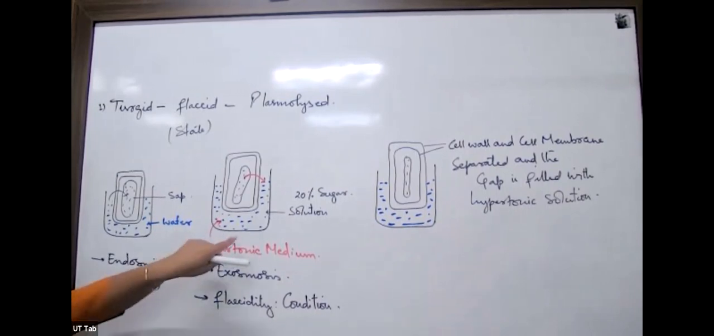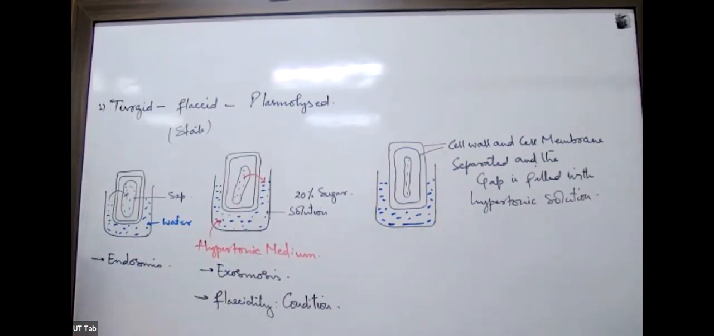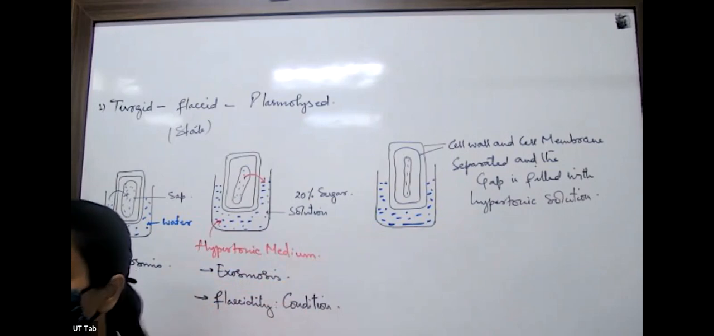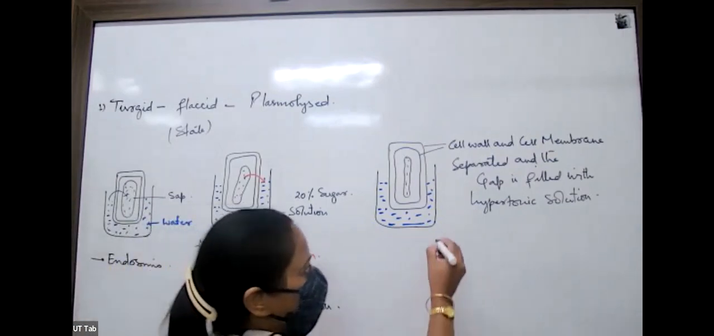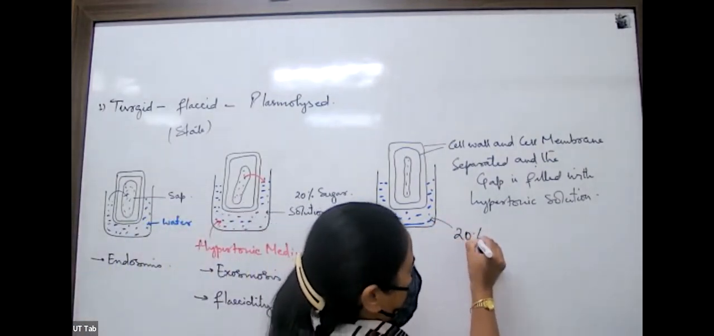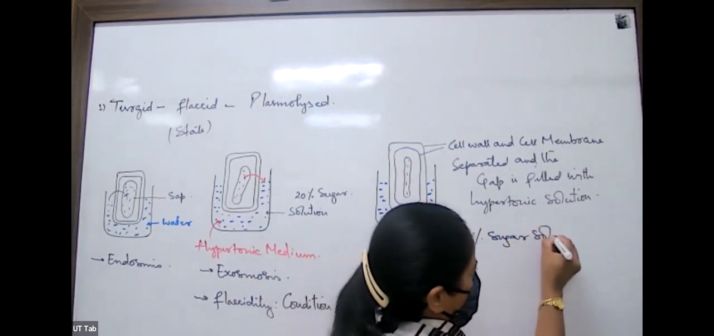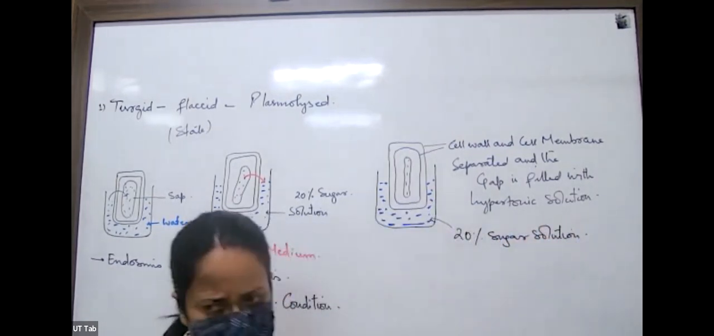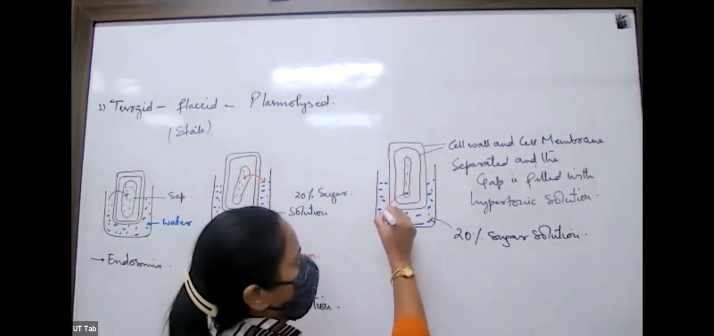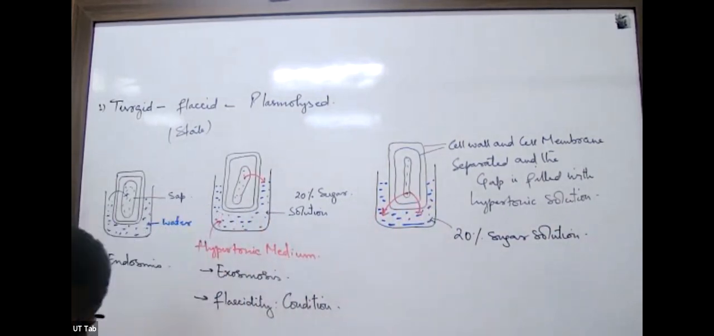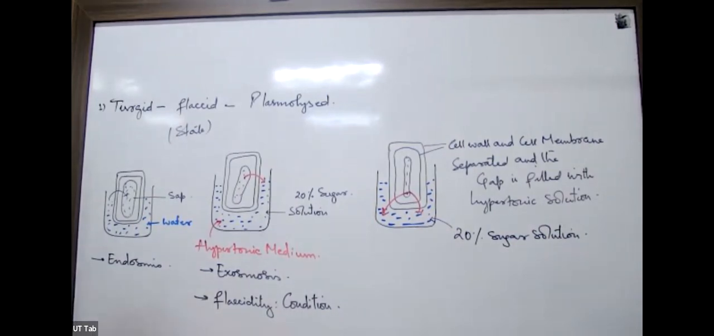So if the cell is in a hypertonic medium for a continuous period of time, then the cell shows exosmosis and the state now becomes flaccid. But if this continues for a long period, then what? Say the cell is still placed in the sugar solution for another 3-4 hours or even longer. What are we going to observe? The process of giving out water by exosmosis will keep on continuing.